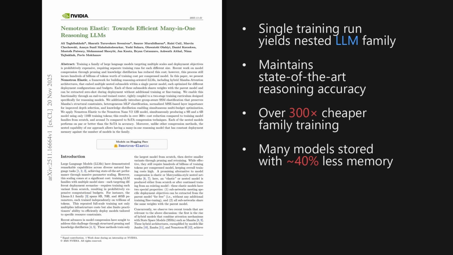Alright. The big message is that Nemotron Elastic turns one hybrid Mamba-Attention model into a whole nested family, keeping strong reasoning quality while slashing training cost by hundreds of times and cutting deployment memory almost in half. That makes sophisticated multi-scale reasoning models far more practical to train and ship.